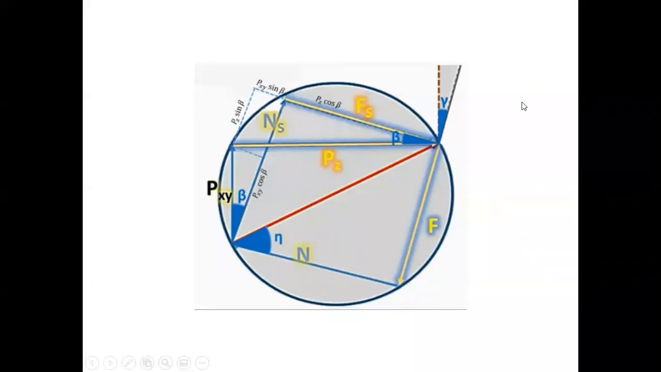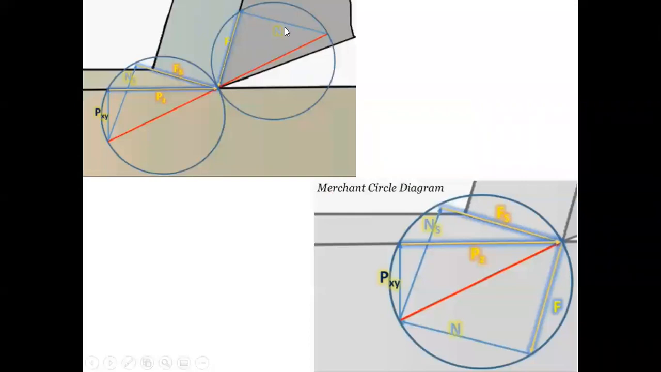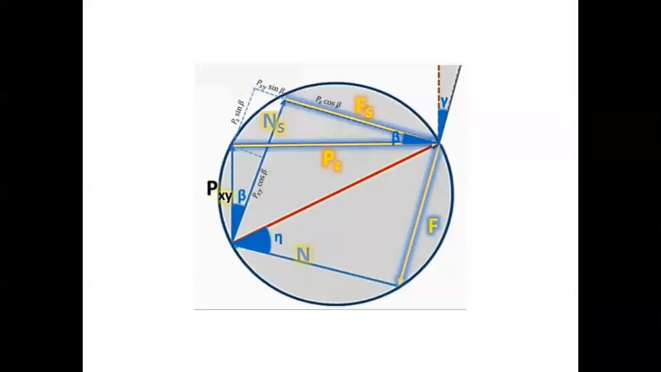There are 3 angles associated. Let me tell you again. The beta angle or eta angle is associated with the friction. With the shear plane angle we get angle phi, and with the cutting force we get angle beta. Here it is represented by beta.